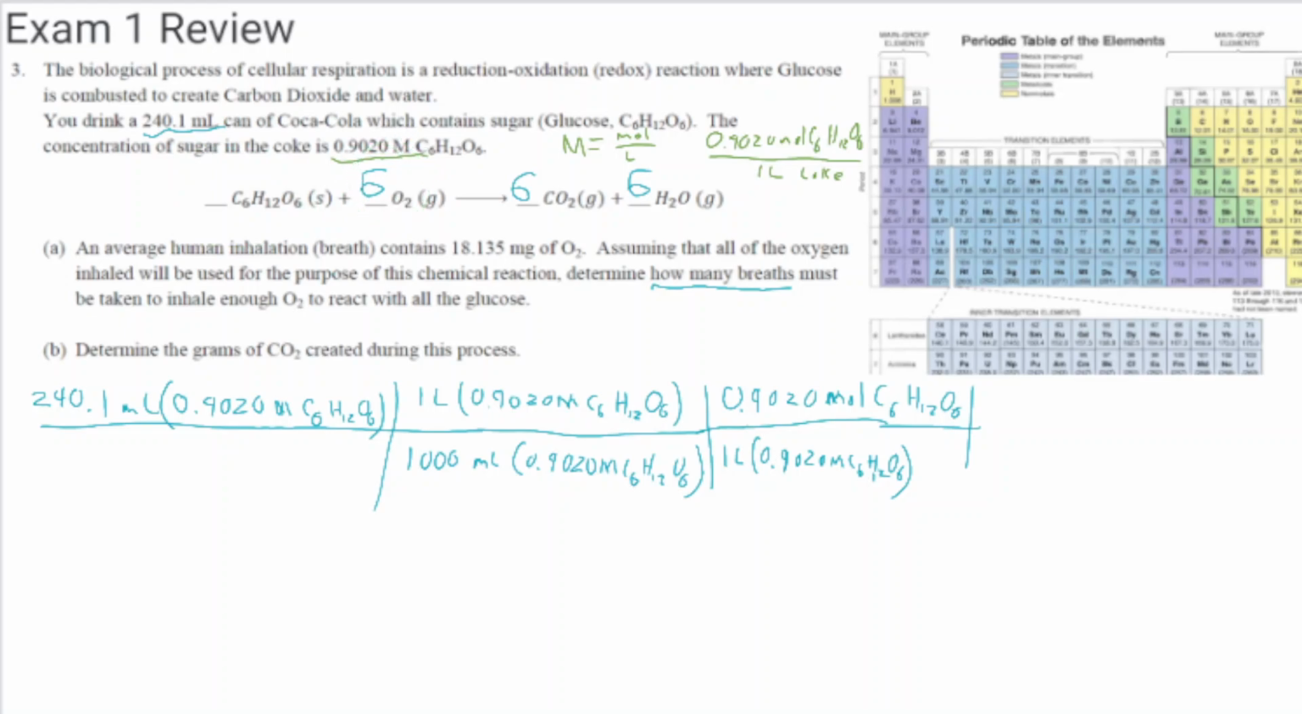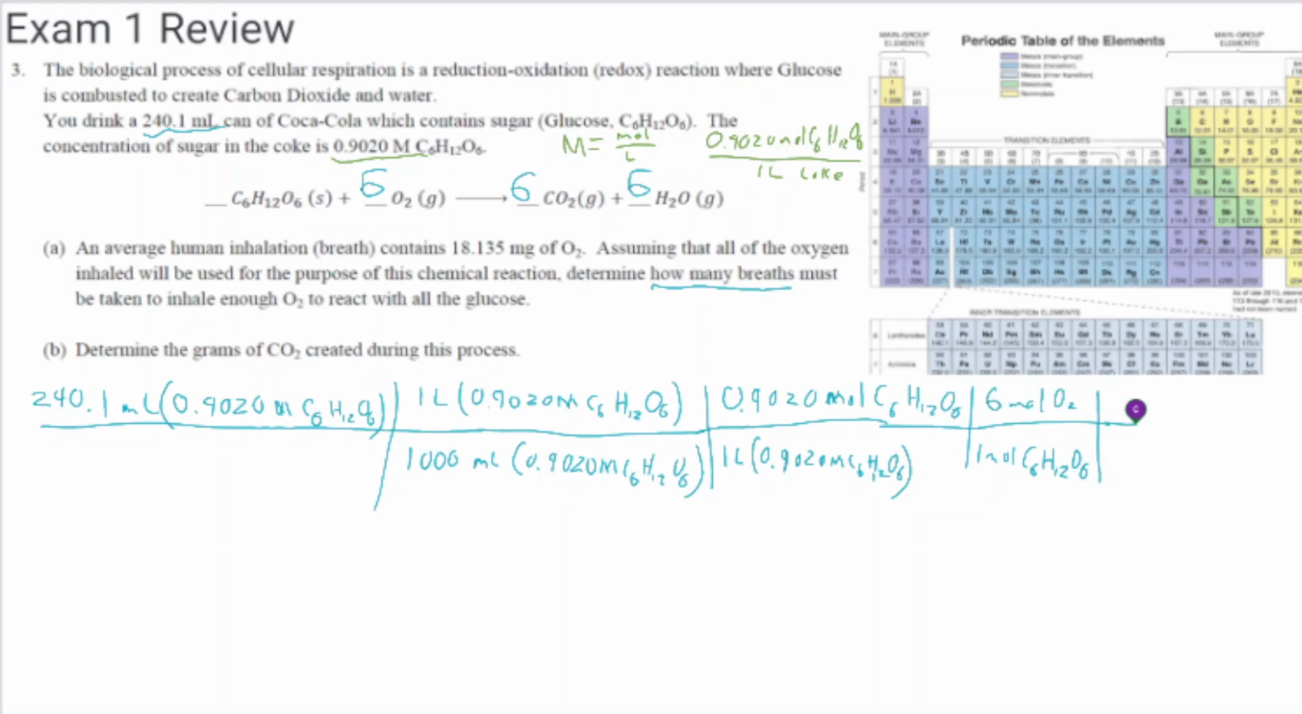And so in order to figure out the amount of oxygen that we're going to need, eventually figuring out how many breaths we need, we're going to say for every 1 mole of C6H12O6, we're going to be needing 6 moles of O2.